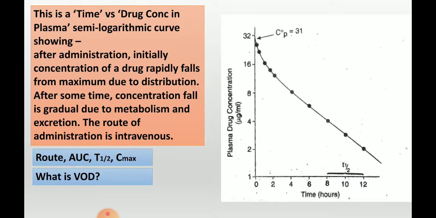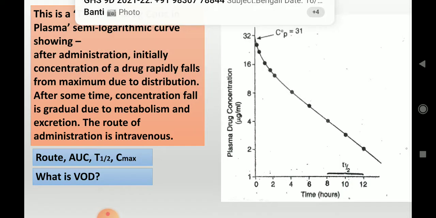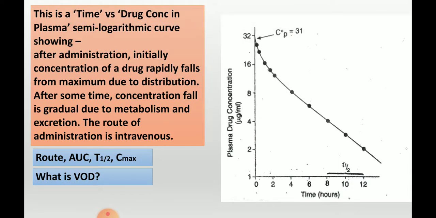What is the apparent volume of distribution? It is dose divided by the plasma concentration. But the dose is not given, so it is difficult for us to determine apparent volume of distribution from this curve. If somebody will give us the dose of the drug, we can also determine volume of distribution. Calculate the T half. I have already explained in the previous curve. It is 4 hours. 12 minus 8 is equal to 4. So that is the T half of this curve.